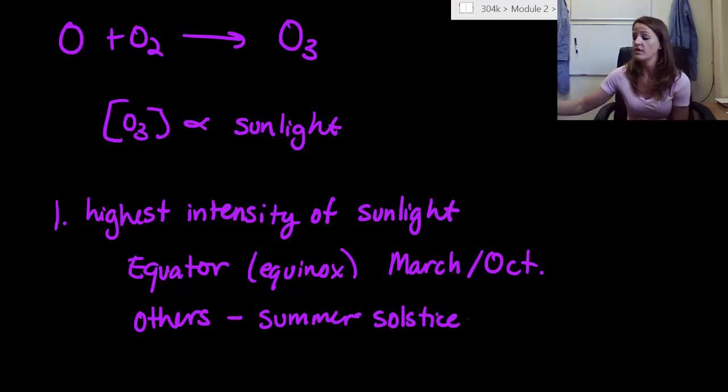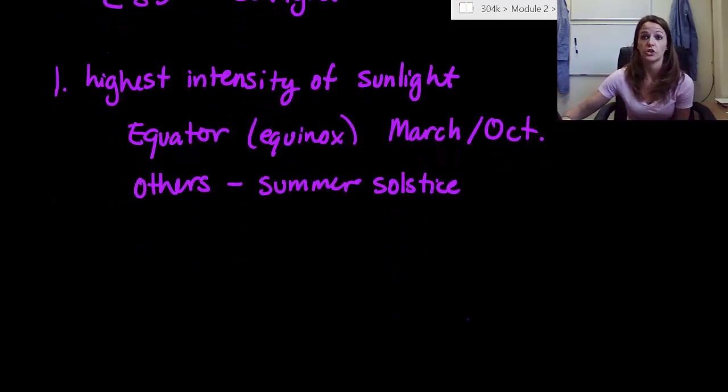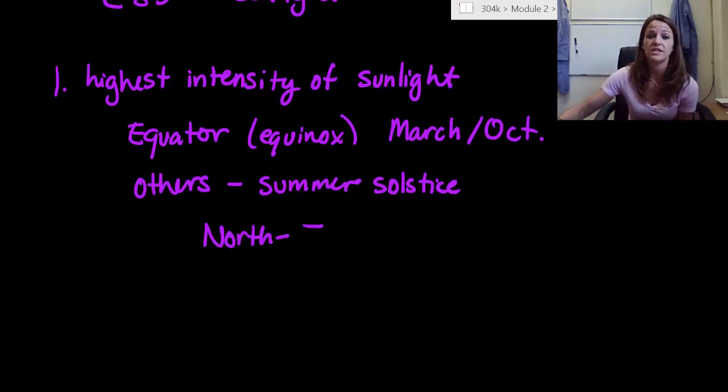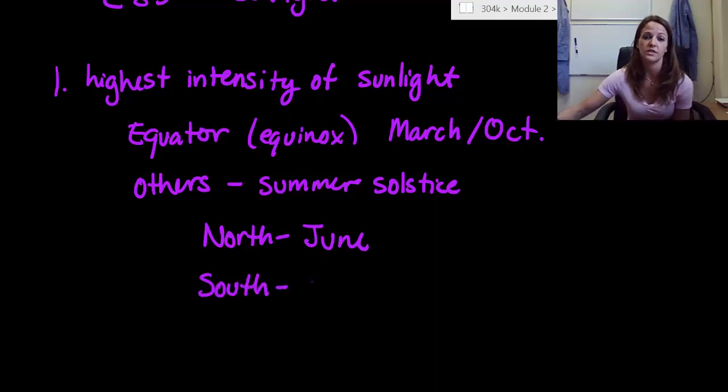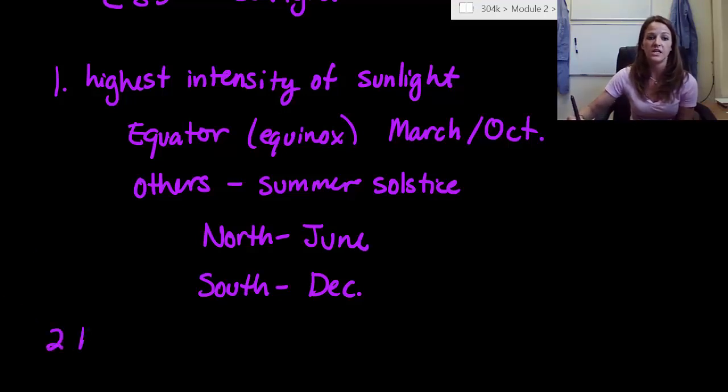Now, we know that that is different based on your location or where you live. So if you live in the northern hemisphere, your summer solstice is during June. If you live in the southern hemisphere, your summer solstice is in December. Okay, so that's when we get the most amount of sunlight on Earth based on our distance from Earth and the sun.